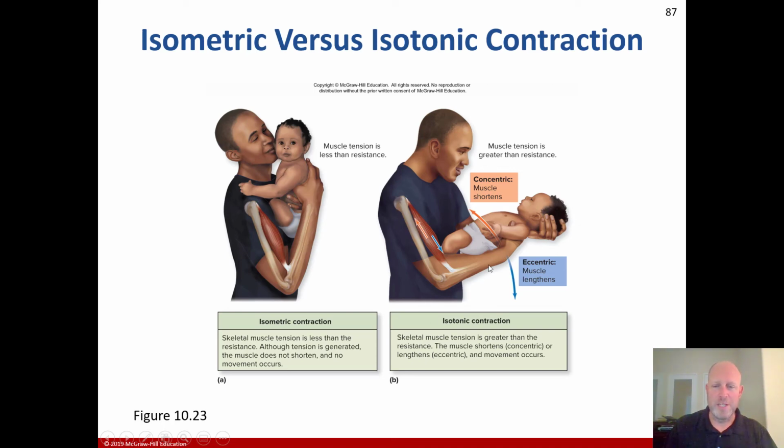We don't even want to talk about if the eccentric there was incapacity to hold that baby. It was a bad idea to pick the baby up in the first place. There'd be no isotonic contraction. No, it's not isotonic activity.